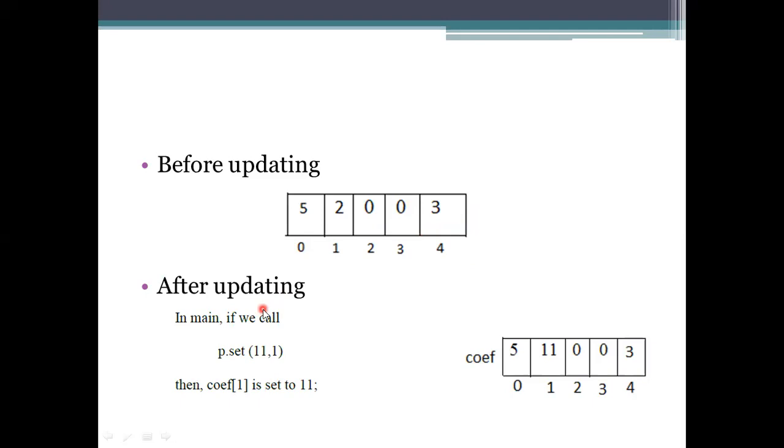If you want to update that one, first we need to call the set function. The set function takes two parameters. The first parameter is the value to be changed, and the next parameter is where I have to change this value. So here I am mentioning 1. Wherever the subscript is 1, I need to replace that value with 11. By that we are replacing the value of the polynomial.